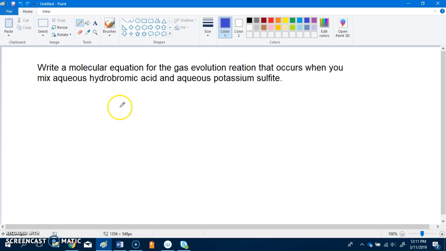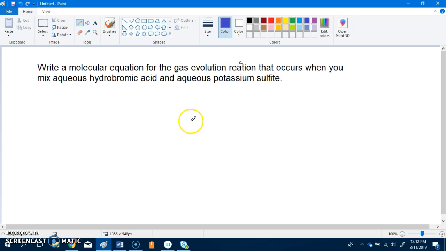So for this question, it says to write a molecular equation for the gas evolution reaction that occurs when you mix aqueous hydrobromic acid and aqueous potassium sulfite. This is a great question because number one, it's practice on writing formulas when given compound names. It's also great in terms of writing gas evolution reactions, and it's also great because it involves balancing an equation.